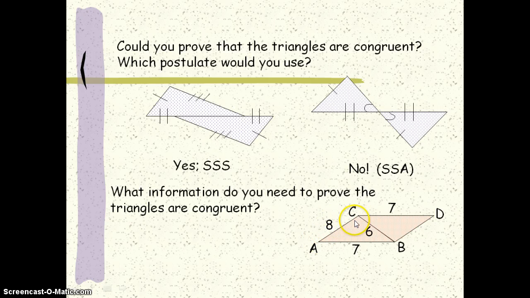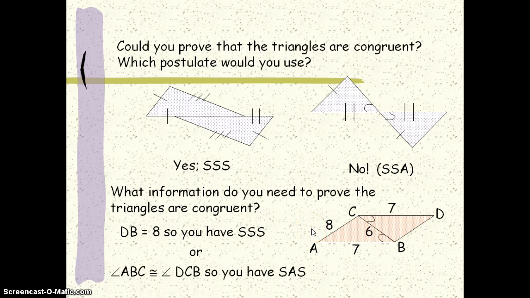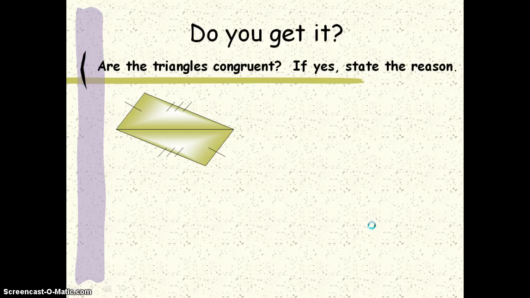So I need the side congruent to AC to have the same measure, and that would be this side over here. So we would need to know that DB was equal to 8 in order for us to have the side, side, side postulate. So the 7s were congruent, the 6 was congruent to itself, and we needed the 8s to be side, side, side. Or we could have marked these 2 angles right here congruent, and then we would have had side, angle, side, and side, angle, side. So let's see if you understand it.